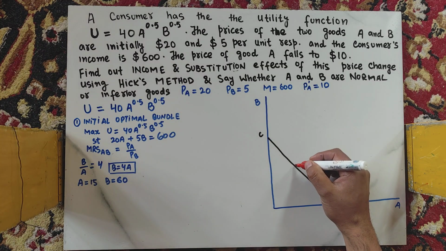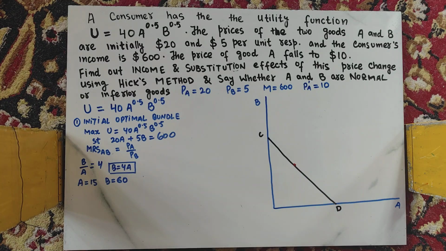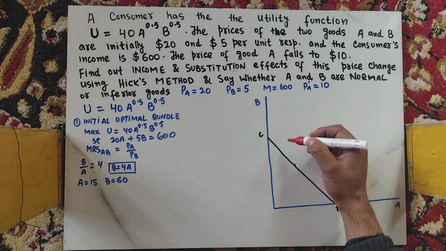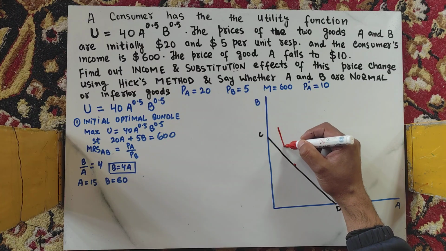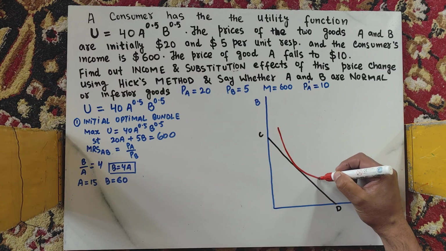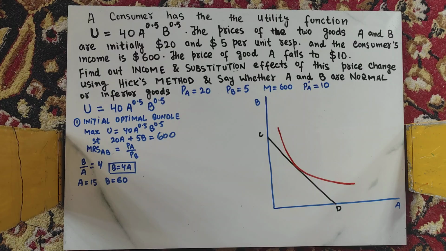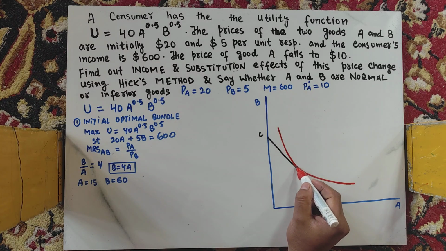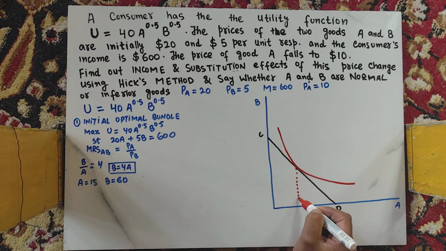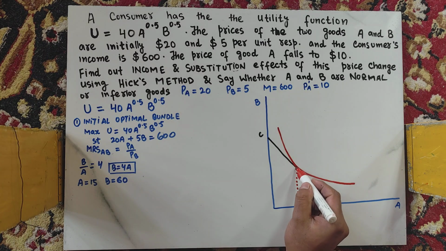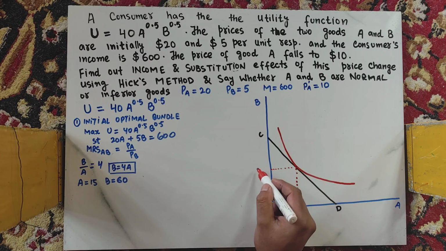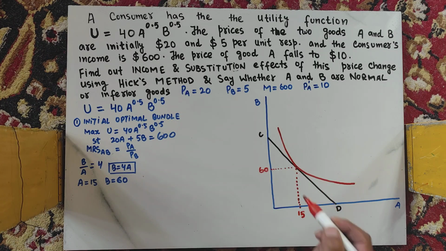Let us suppose this is the point where we met the tangency condition. That means if I draw this, this is our initial indifference curve. At this point, what exactly happens? The consumer is consuming 15 units of good A and 60 units of good B.